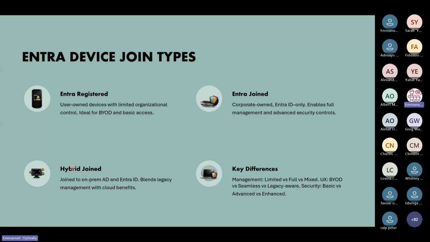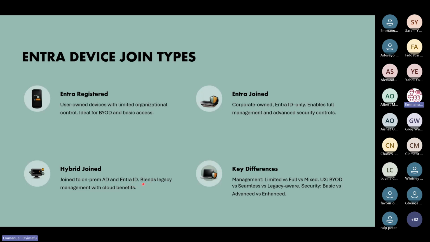So hybrid is just like you have a device that is joined to the on-premise domain controller and also joined to Entra ID. Means that the device exists both in the on-premise and exists in the cloud. Here, Entra ID joined. Any device that is Entra ID joined is a cloud-only device. Like it is cloud-only because it is only joined to Entra ID. But any hybrid joined device means that that device is joined to the on-prem AD and Entra ID.